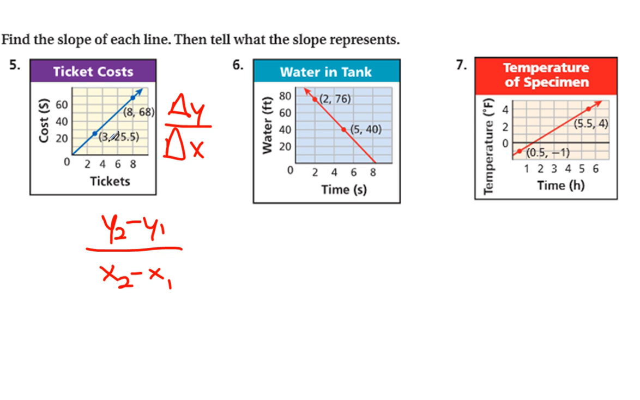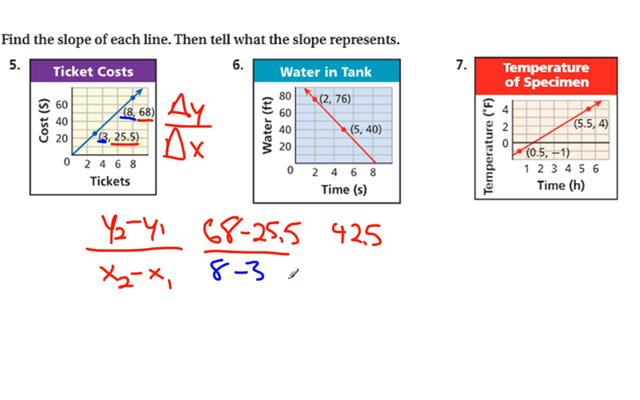So our change in y here is how far is it from 68 to 25.5. So 68 minus 25.5 is 42.5. Hopefully. I don't know, I might be wrong, but it sounds right. Yeah, that works. Over the change in x. So x goes from 8 to 3. So we get a slope that looks like 42.5 divided by 5. You could divide that out, I guess.